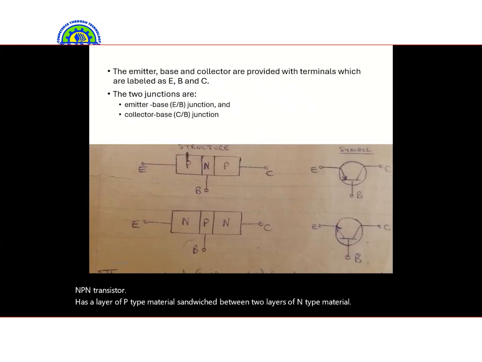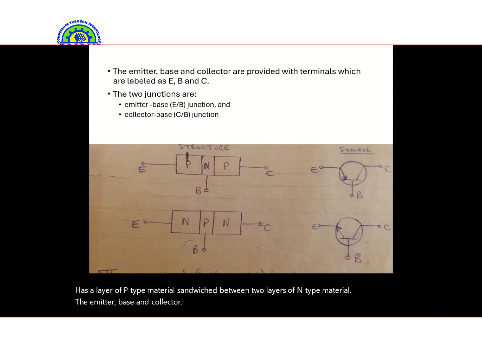The emitter, base, and collector are provided with terminals which are labeled as E, B, and C. The two junctions are the emitter-base junction and the collector-base junction. We have emitter-base and collector-base.